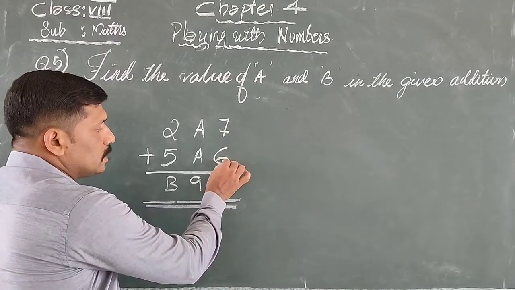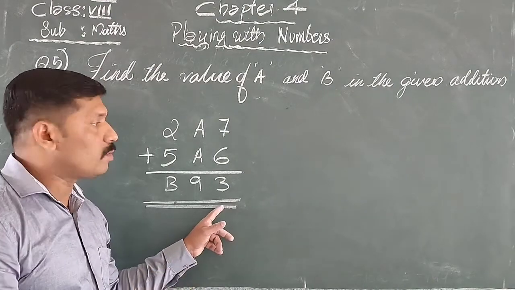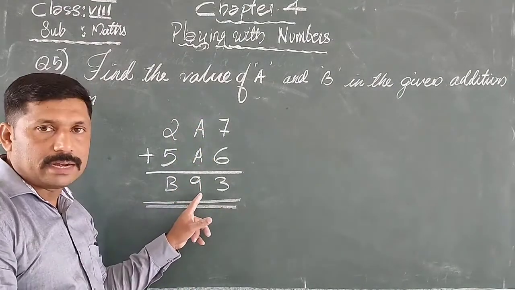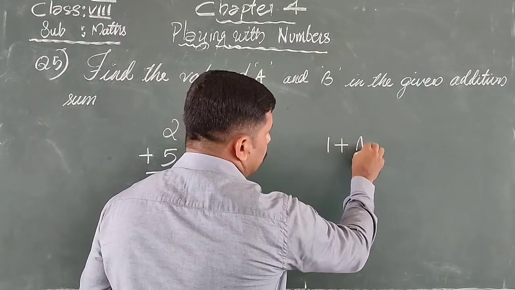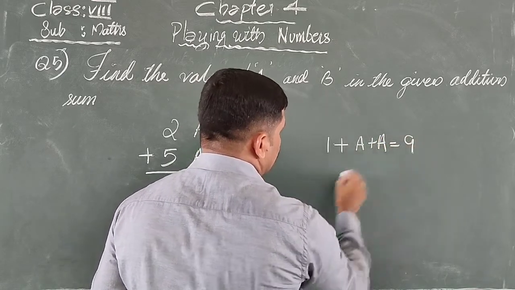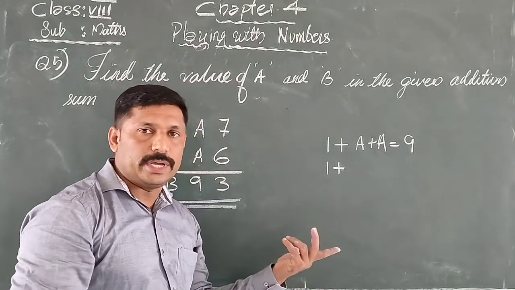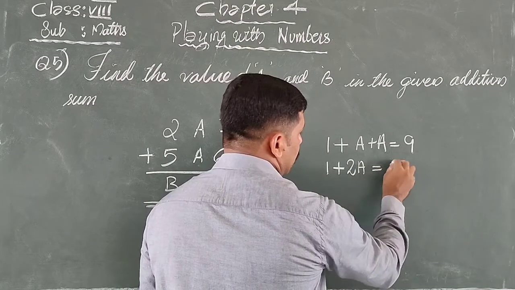7 plus 6 is equal to 13. For 13 we write 3 and remainder 1. And this 1 plus A is equal to 9. That digit we use. So we write 1 plus A is equal to 9. That means 1 plus A, so 2A is equal to 9.